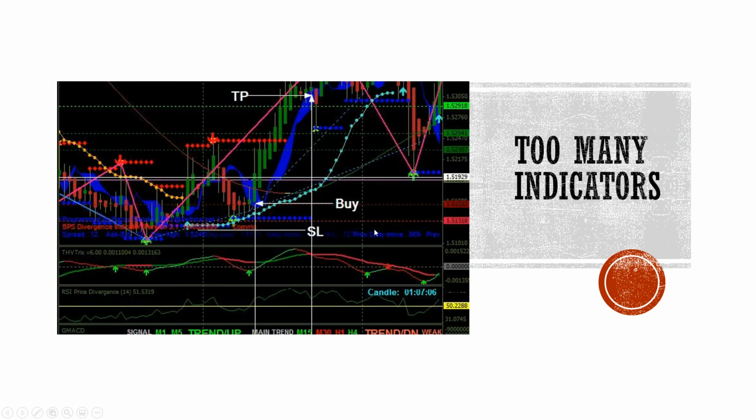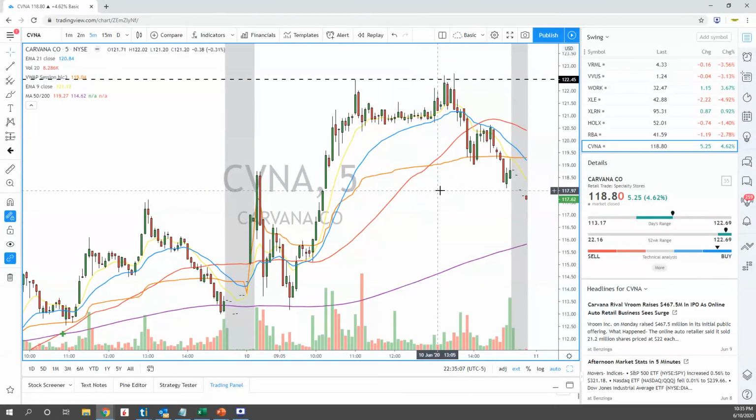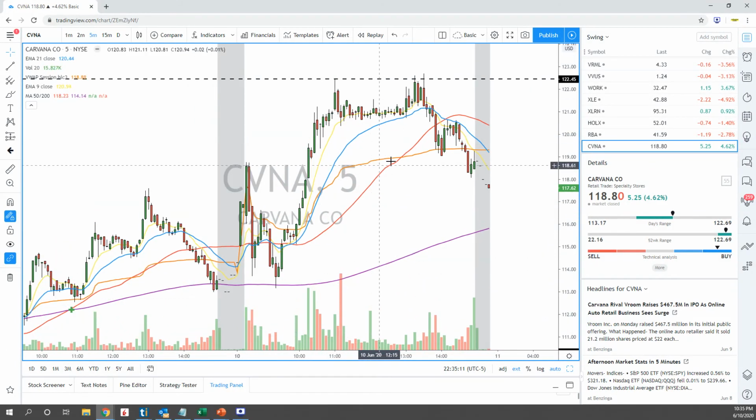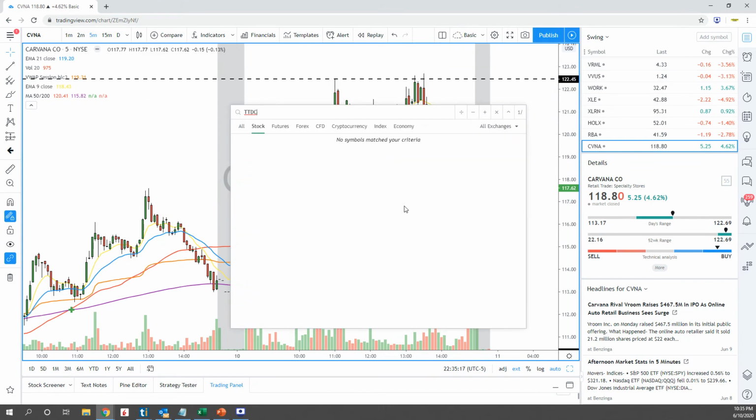A lot of people have a lot of indicators on their charts, and this is just confusing for me. I just have price and volume, and then I have my levels drawn. So this is the trade that we looked at, which was a breakout.